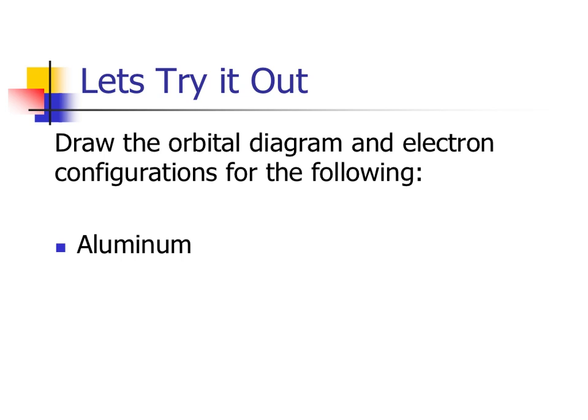Asking myself those same questions. Where does aluminum end? Third row, P block. Now that I know where it's going to end, it always starts with 1s, and it's filled, so then you go 2s, 2p, 3s.